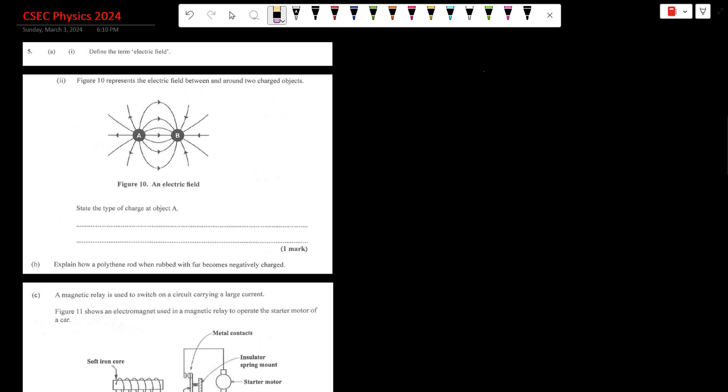So this question again was question 5 from CSEC Physics 2024. It dealt with electric fields, magnetism, magnetic fields, and electromagnetic induction. We were able to go through the question and do what was required. All right. So this is the end of this question.